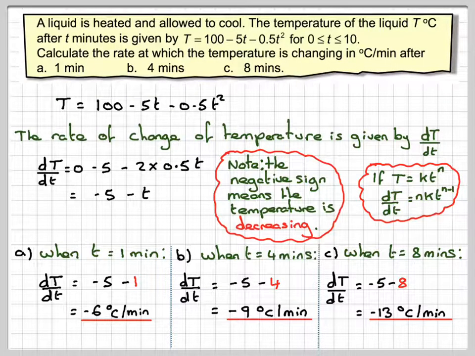So it's the gradient of the tangent line which gives the rate of change. So this is just a practical application of finding the gradient of a curve. Right, so this is called rate of change.